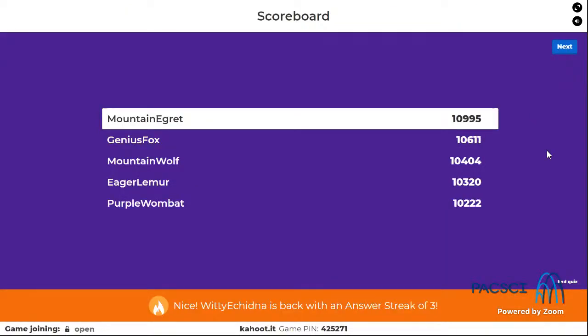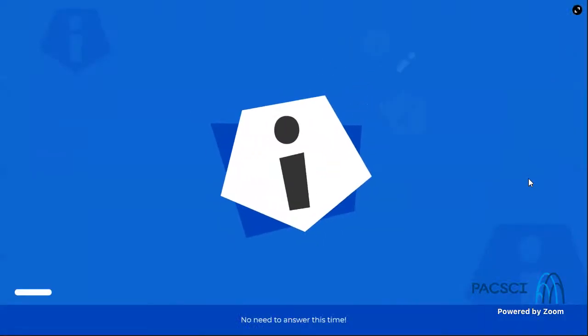Mountain Egret stays up at the top, but we've got another Mountain Wolf still up there as well. Genius Fox holding on. All right, we're gonna go to the next round.